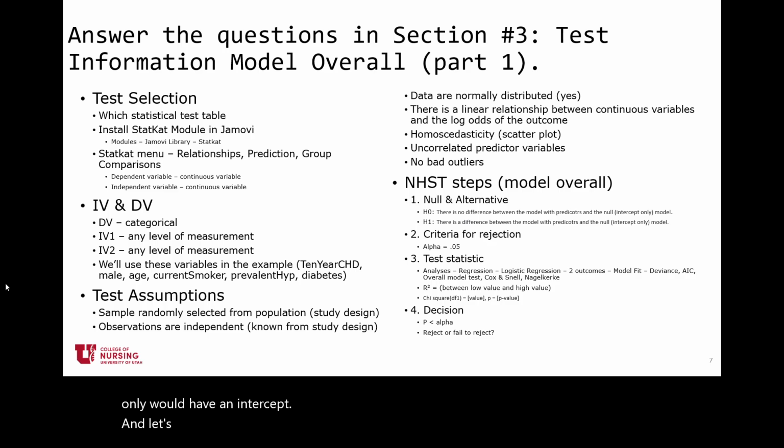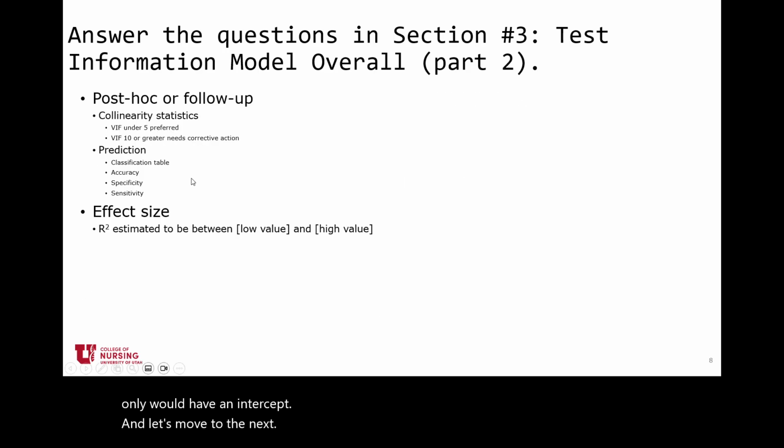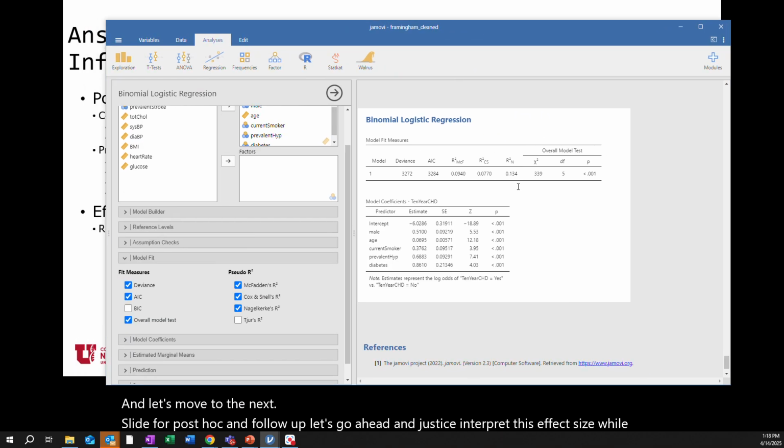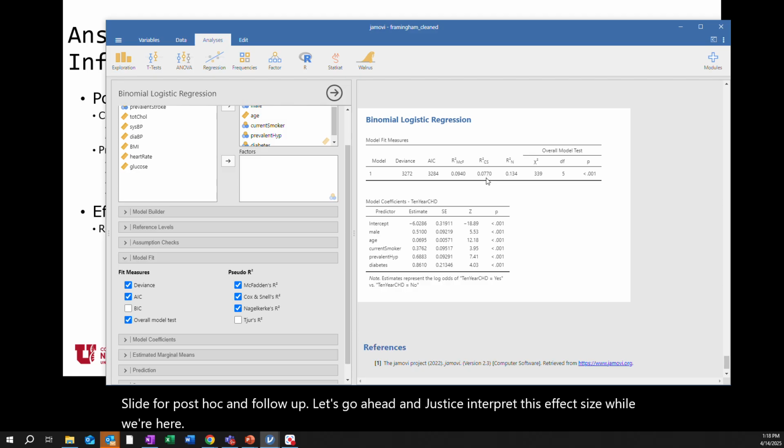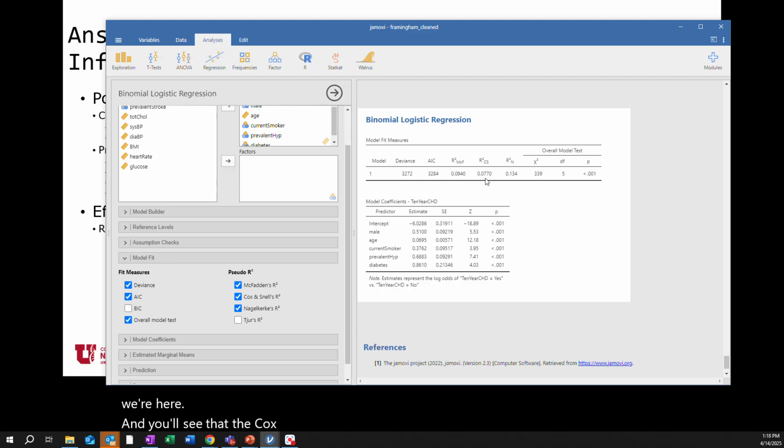Let's move to the next slide for post hoc and follow-up. Let's go ahead and just interpret this effect size while we're here. And you'll see that the Cox and Snell is 0.077 and the Nagelkerke is 0.134.